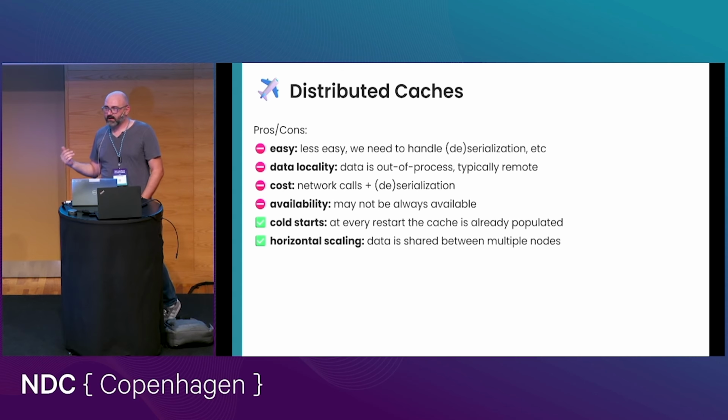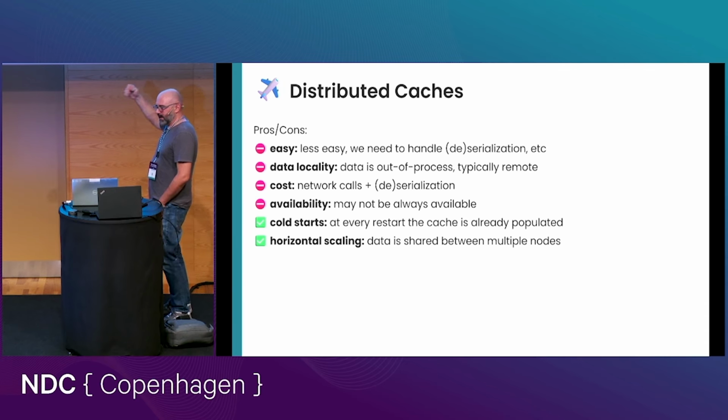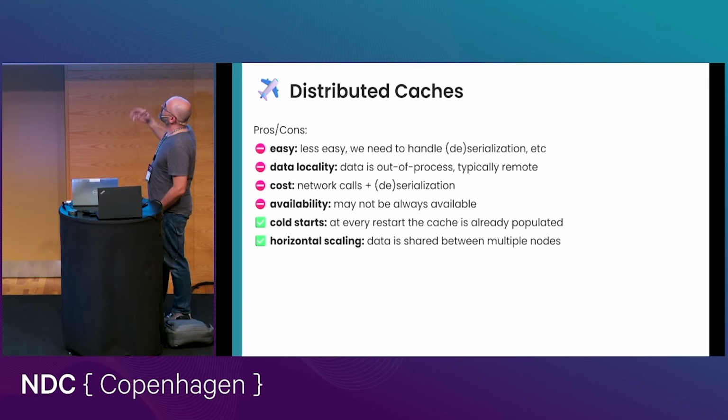On the other hand, distributed caches are basically the specular image, because they are less easy to use. As we saw, you have to code the serialization and deserialization part, and so on. Data locality is not so great because they are remote by definition, and out of process. Typically remote, there's a cost associated. Every time we access a distributed cache, we are doing a network call and we are deserializing data every single time, so CPU and memory.